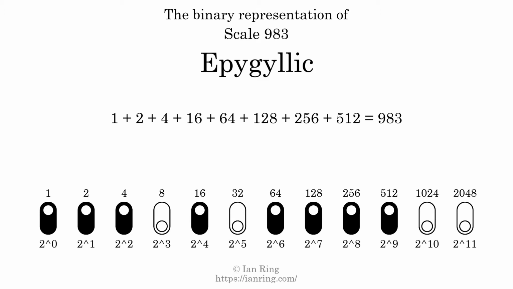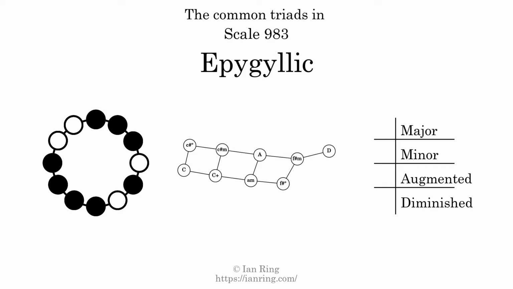The scale number not only enumerates the scale with a unique index, but it also literally describes the tonal content of the scale. Represented as a binary number in base 2, the scale number is 001111010111. Here are the common triads present in this scale.